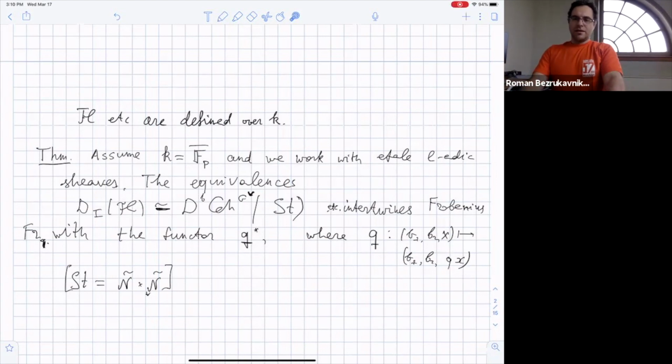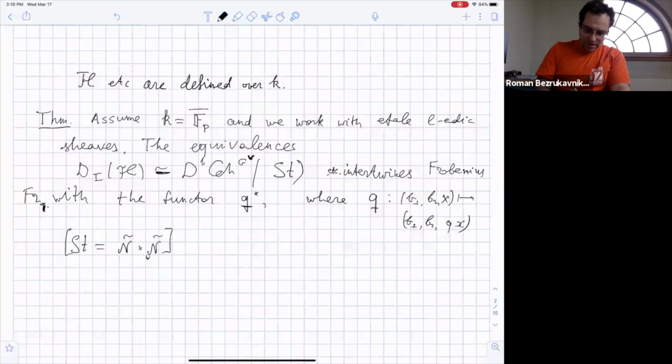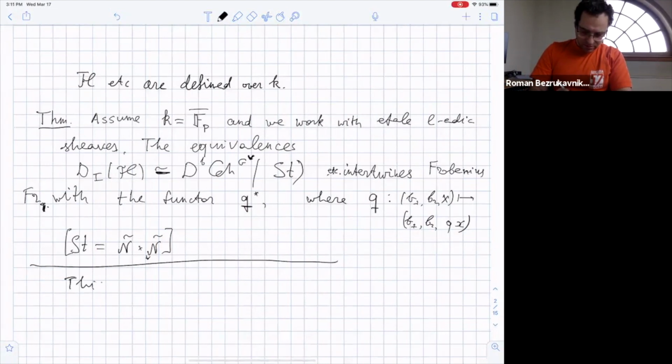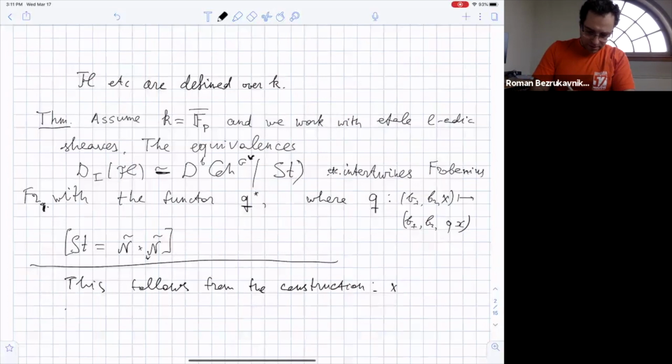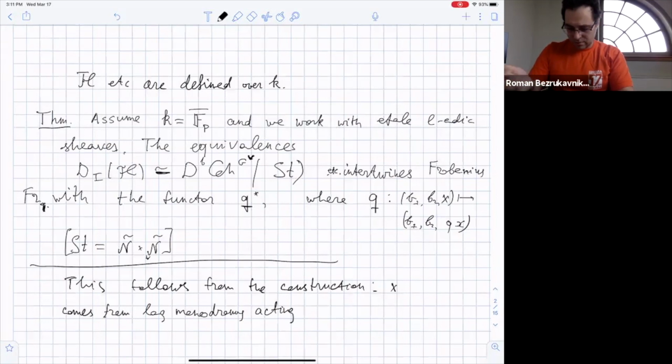All the equivalences we discussed have this property, and I don't say here anything about the proof, but this is kind of clear from first principles. So maybe I should say something now. This follows from the construction, because, as was discussed in the previous talk, this X comes from the log monodromy acting on the nearby cycles, or nearby cycles entering in the definition of Gaitsgory's central sheaves.